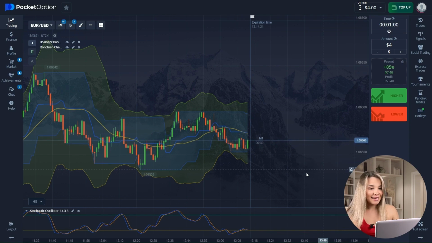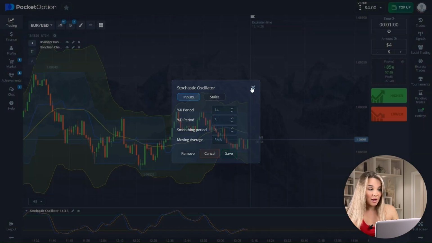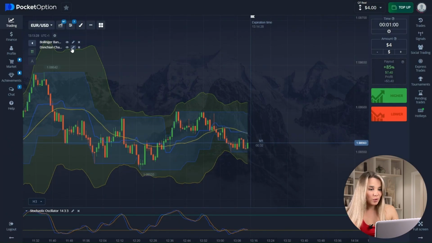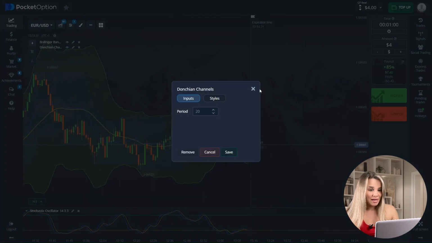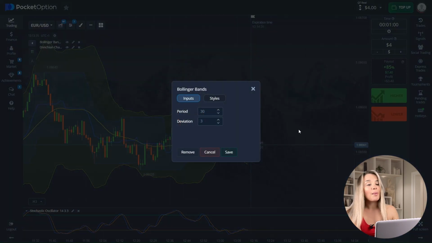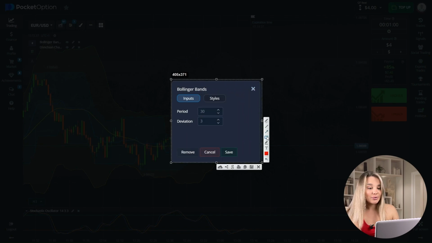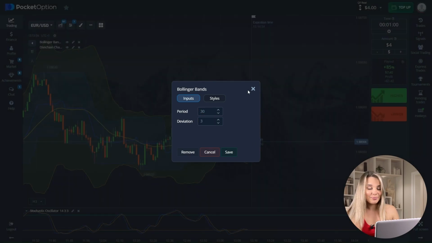For the stochastic, I'm keeping the default settings, downtrend channels also leaving them untouched. No fiddling with the settings here. But for the Bollinger Bands, we're gonna tweak things a bit. We're bumping up the period count to 30 and adjusting the deviation settings to 3. Now, I've explained how this strategy works in detail in a previous video, so make sure to check that out to get a better grasp of the trading system.